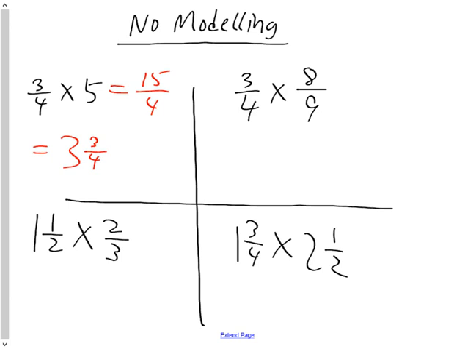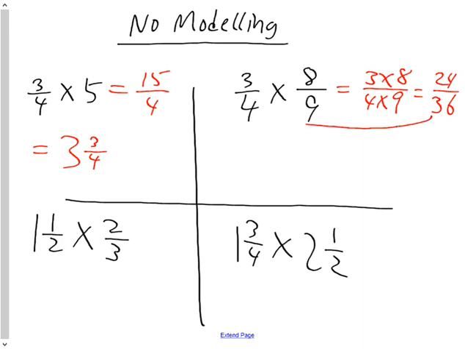Now your second question, which comes from 6-3, the process we learned how to solve it without modeling is very simple. Multiply your numerators, multiply your denominators, and you'll get the answer. So 3 times 8 is 24. 4 times 9 is 36. 24 over 36 is your answer, but it's not in lowest terms.